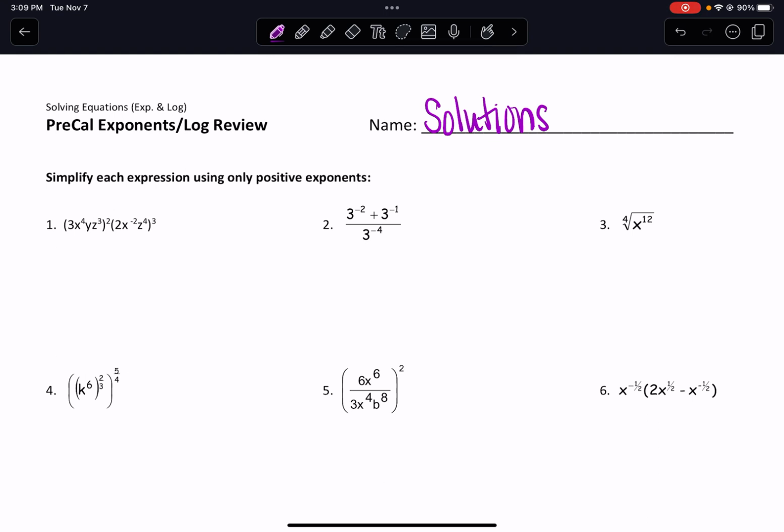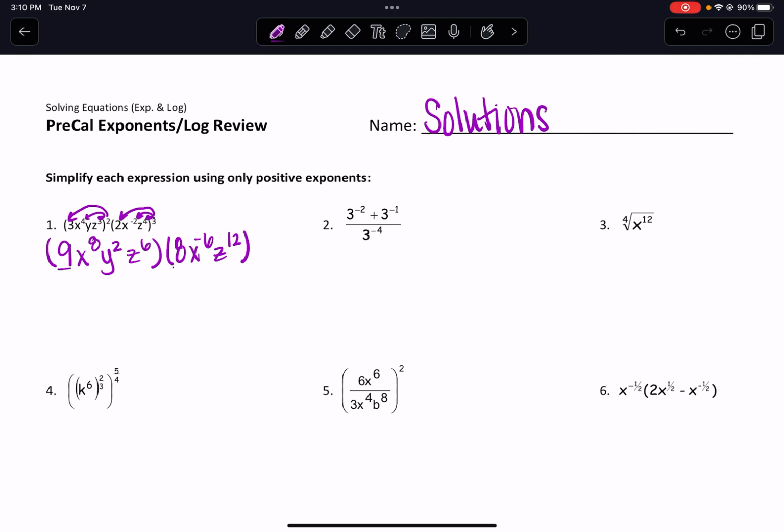I am going to square everything here. So this is 9x, and that's 4 times 2, so that's 8, y squared, z to the 6th. Then I'm going to do the same thing over here, and I'm not going to worry about that x to the negative 2 just yet. And let's see, 2 cubed is 8. That is x to the negative 6, z to the 12th.